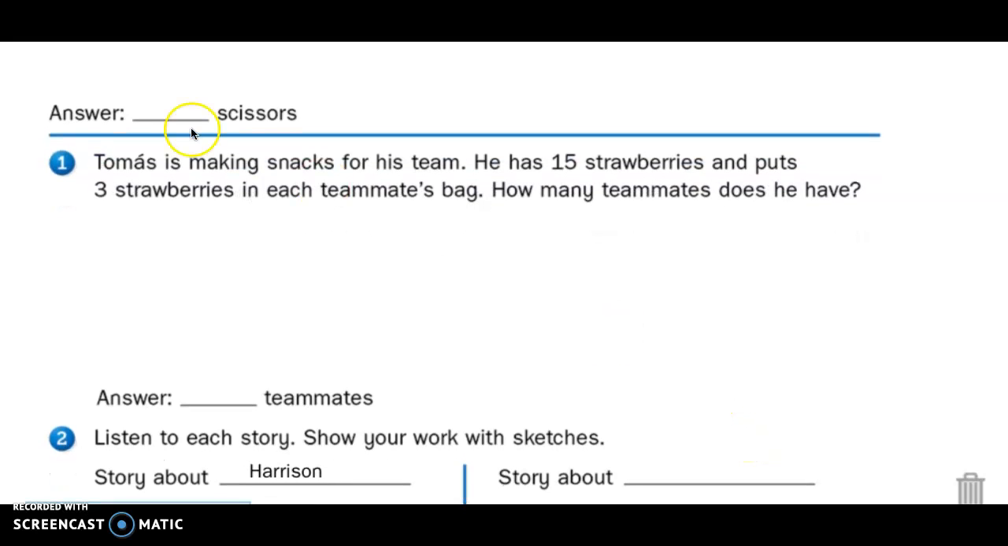All right, people, still on page 18. This is number 1. It says Tomas is making snacks for his team. He has 15 strawberries and puts 3 strawberries in each teammate's bag. How many teammates does he have?